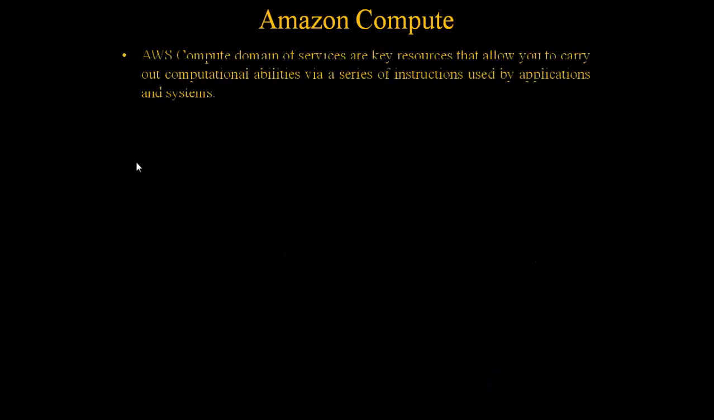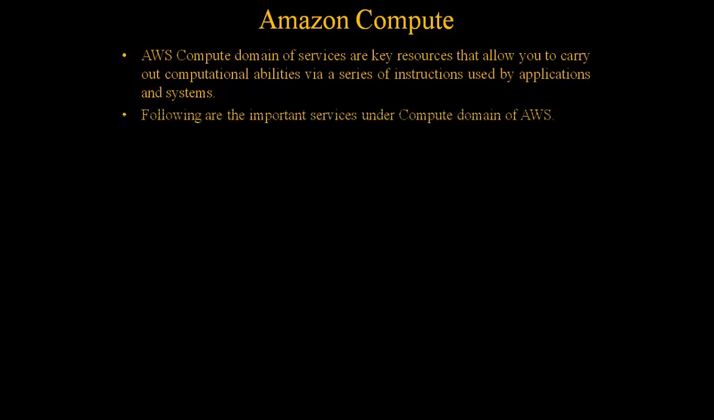The AWS compute domain of services are key resources that allow you to carry out computational abilities via a series of instructions used by applications and systems. It is a very important domain. Using this domain, you can create your own server, or we can say virtual machine, virtual server on cloud. And there are a number of services to manage this server and other services that we'll discuss in detail.